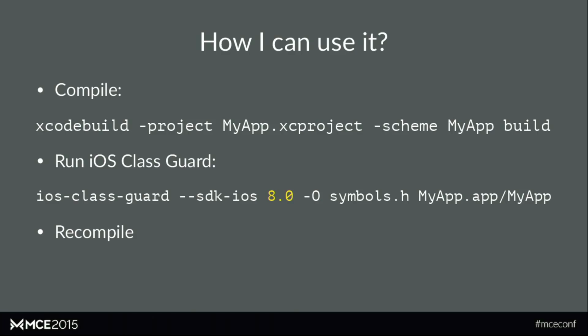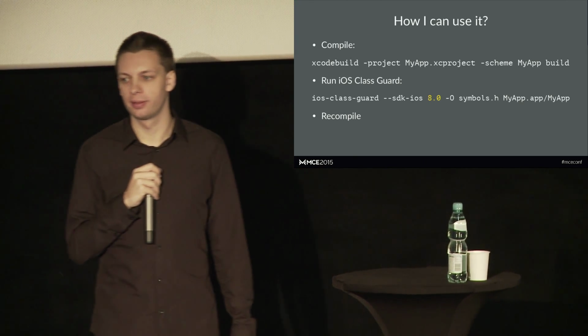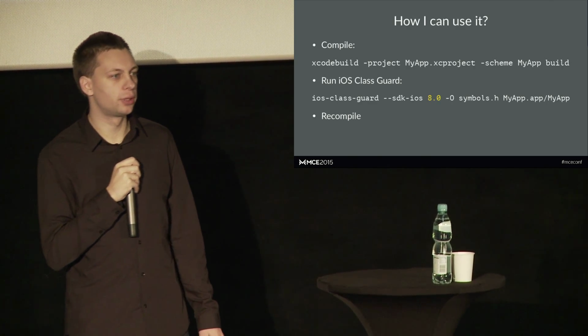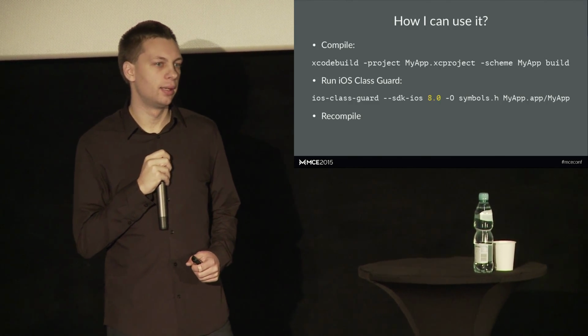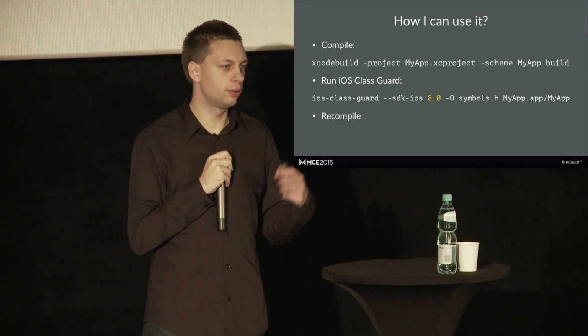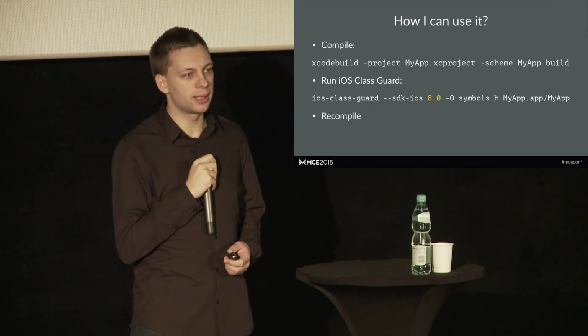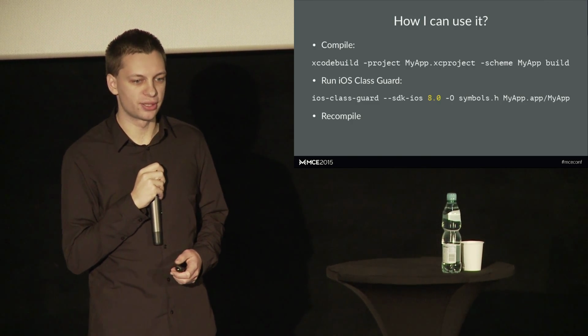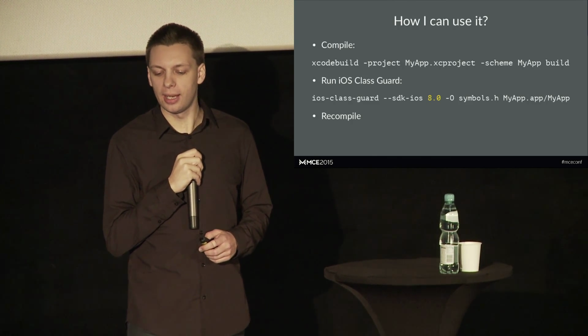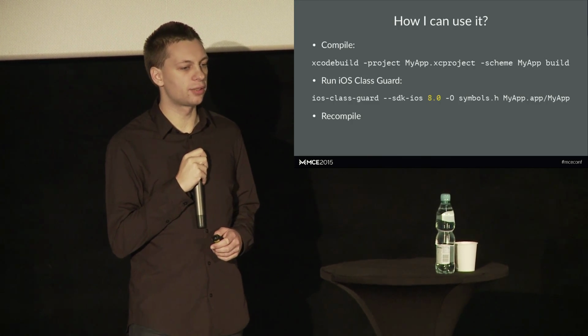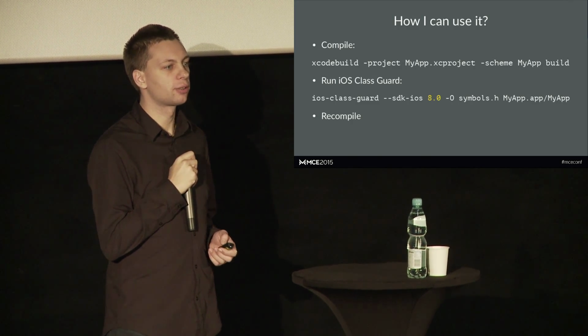How can I use it? It's very simple. The one downside of using ClassGuard is that you have to recompile your application. First, you have to compile it as you normally do. Then you have to run ClassGuard on the compiled binary to generate the symbols map. And then you have to include that symbols map and recompile your application. Then your application will be obfuscated.